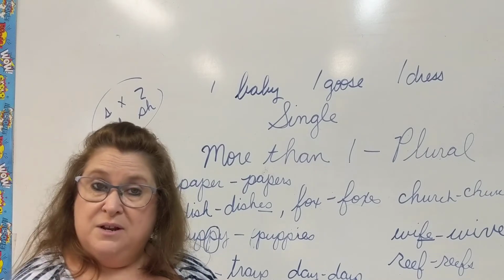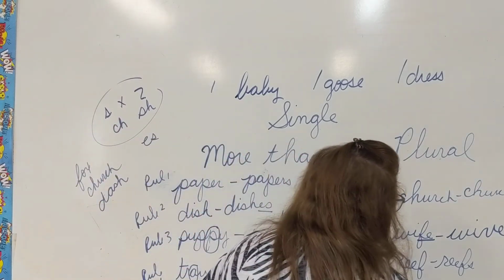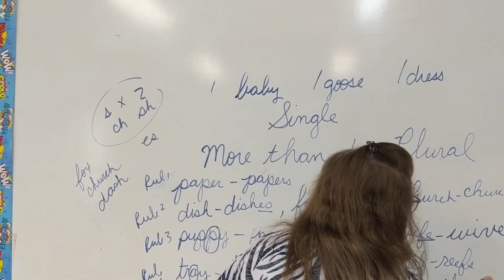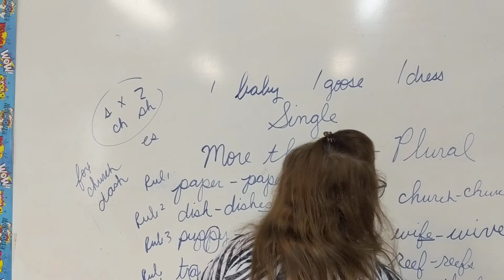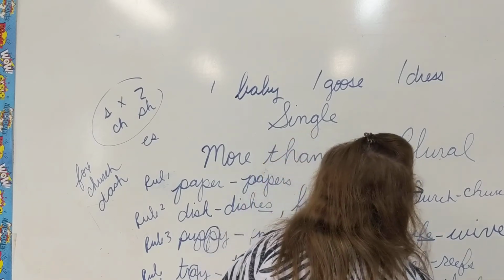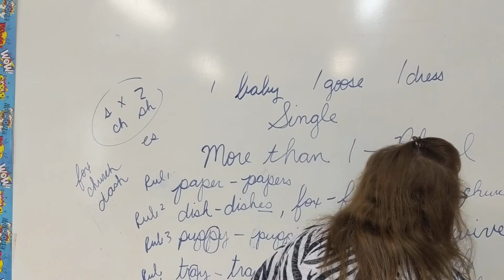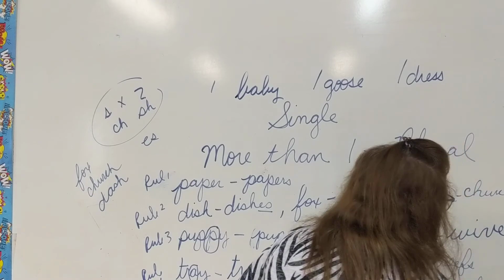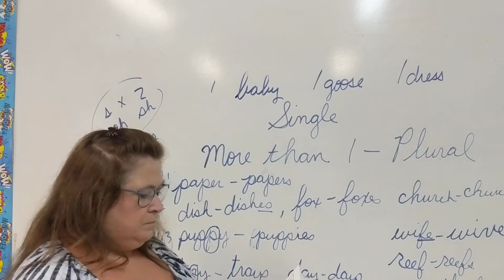Thief. Thief is another one. It ends with F-E, T-H-I-E-F. So you're going to change your F to V and add E-S. Thieves is the plural of thief, okay?